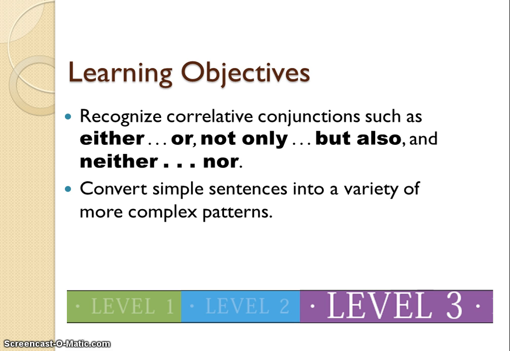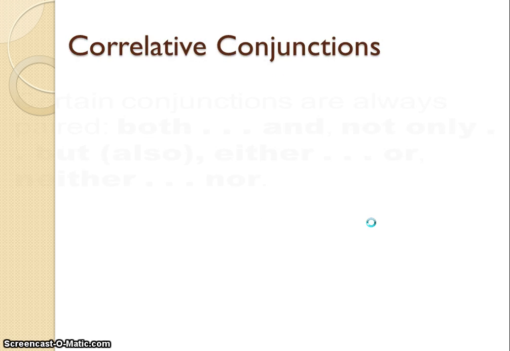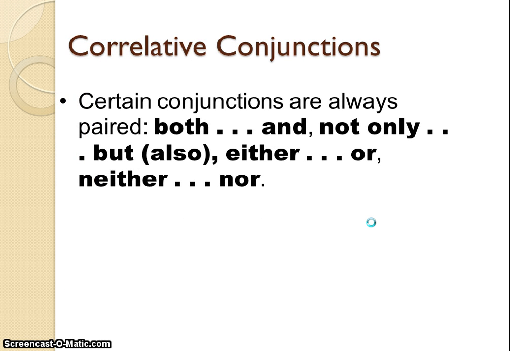Okay, now we're going to talk about correlative conjunctions. They correlate things. Some of them are, as shown here, either or, not only but also, and neither nor. And then we're also going to talk about converting simple sentences into a variety of more complex patterns. Okay, certain conjunctions are always paired: both and, not only but also, either or, and neither nor. Use these in pairs.